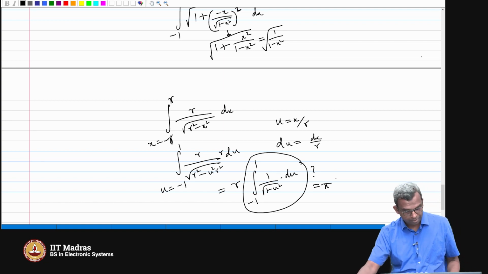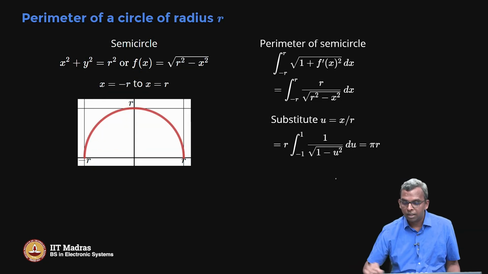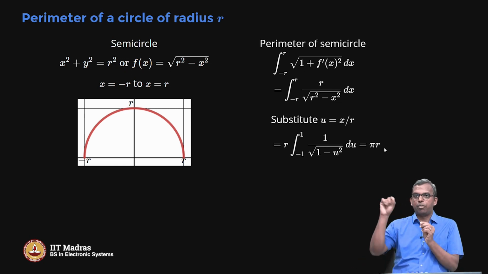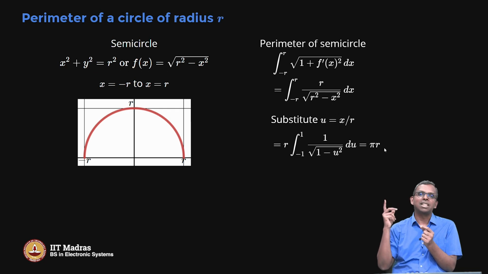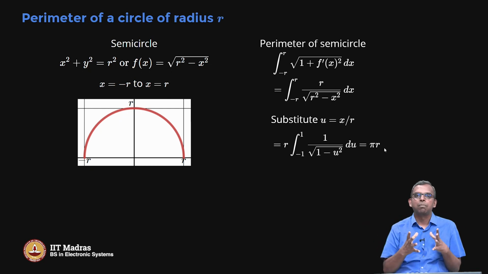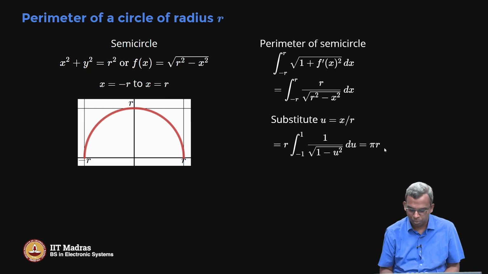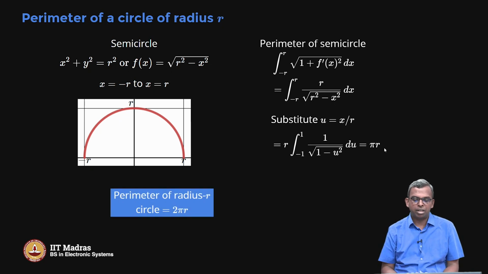So you get this fantastic little formula, which after you substitute u equals x by r, says that this integral, the perimeter of the semicircle, simply becomes pi times r. So if you go to a radius r, the unit semicircle has perimeter pi, and if you increase the radius to r, you have to simply multiply pi with r. The perimeter simply scales with the radius in a linear fashion. The constant is pi. That's a beautiful result, and this is a very famous formula.